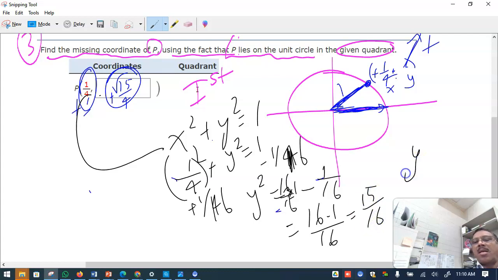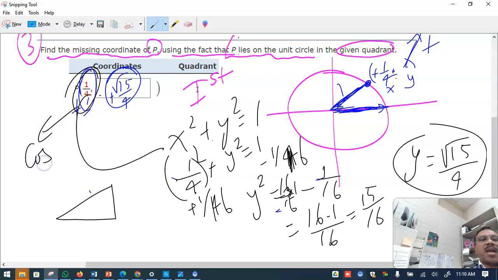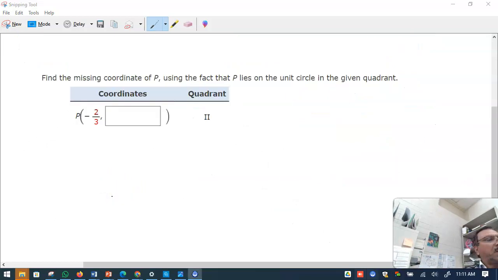And then y, taking the square root, you get square root of 15 over, and square root of 16 is 4. So this is how you can do it, or the best way is just to draw a triangle, because this is already given to you: cosine is 1 over 4, that's the adjacent over the hypotenuse. So it becomes easier to find the third side. And yeah, anyway, both are correct.